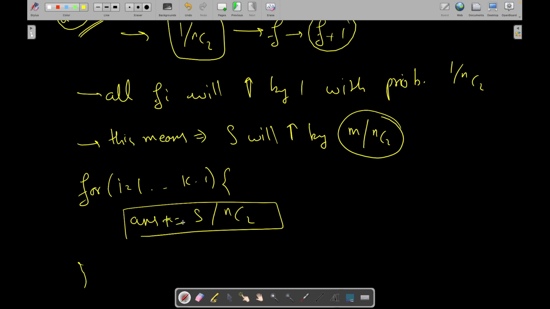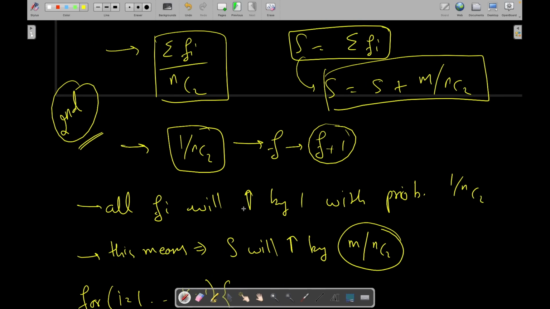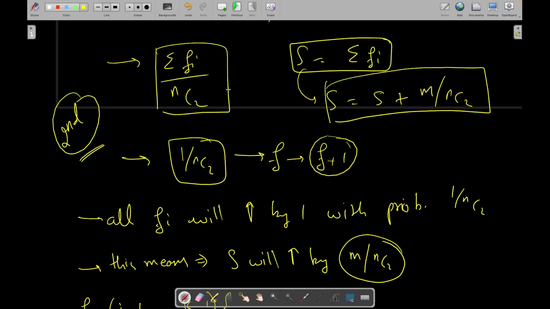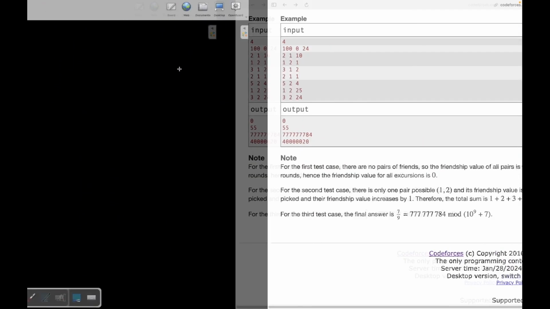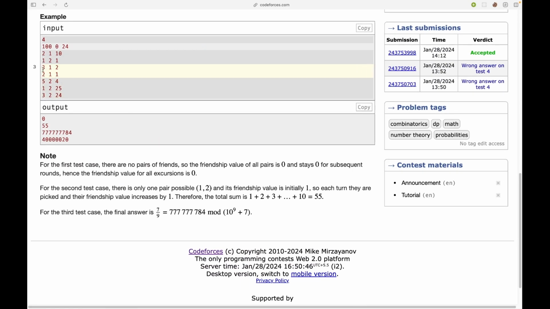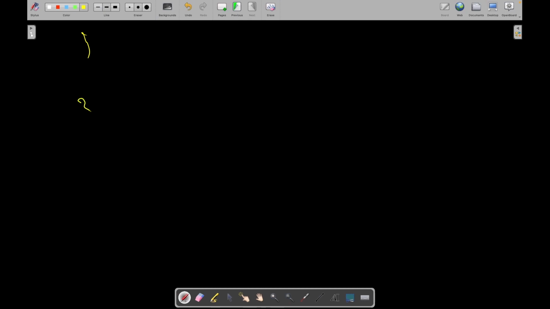Answer plus equals to, sorry. Now what is this S upon NC2? So right now this is S and this is NC2. Let's just try to understand this with this test case. This one, so we have 3 1 2 and 2 1 1. So currently my S is equal to 1.